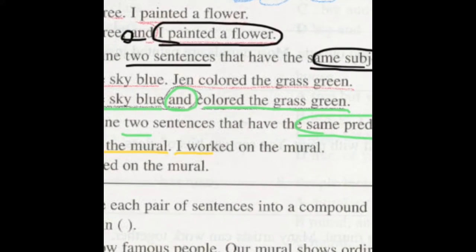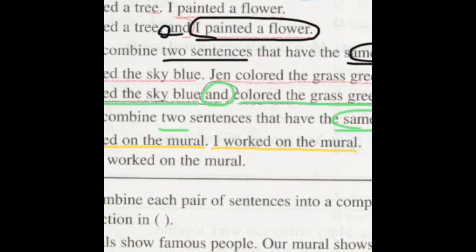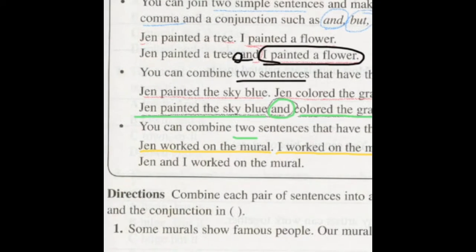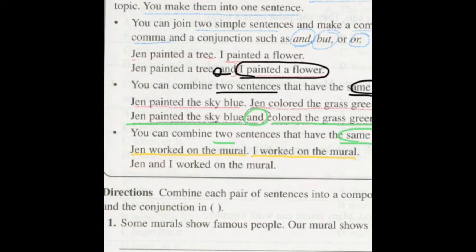I worked on the mural. So we have two different people doing this exact same thing. The predicate's the same, so we can combine that and say Jen and I worked on the mural. Okay.